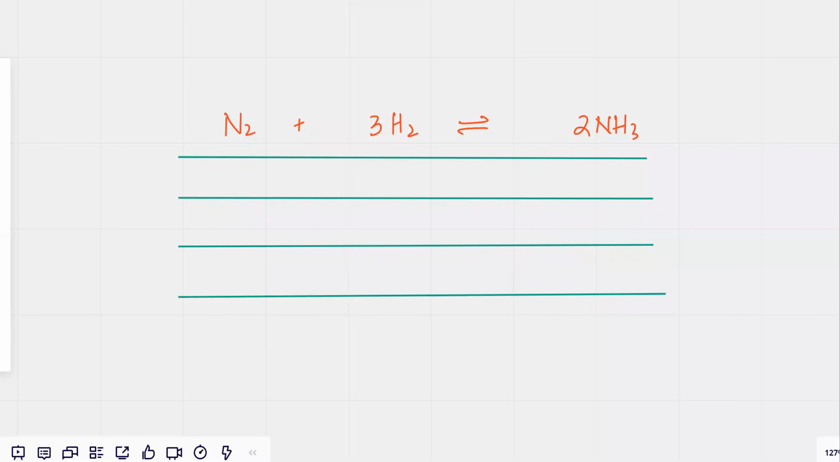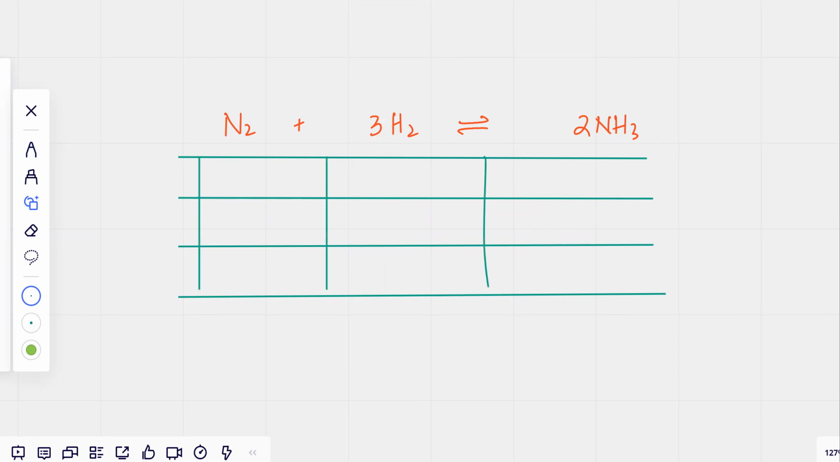So the first column is the initial. This last one is your equilibrium situation. So this one now, again exactly the same thing, except the ratios are kind of different. I added 0.5 moles of N2 and mixed it with 0.8 moles of H2, and I had no NH3. So this is what I put in the container.